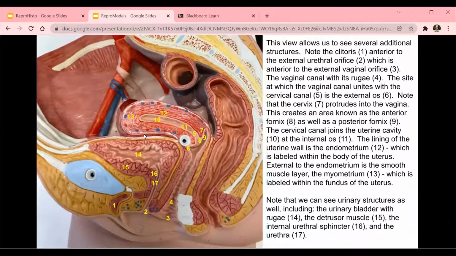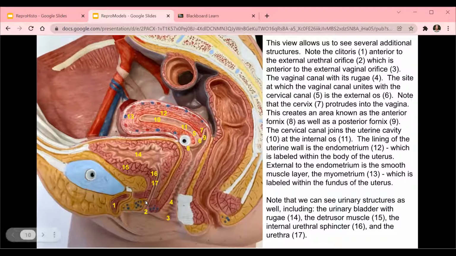This picture is the mid-sagittal section of the female reproductive system. In this mid-sagittal section, again, you can see the clitoris. The clitoris is the homologue of the penis in the male. It's full of erectile tissue, and it becomes erect at the time of sexual stimulation.